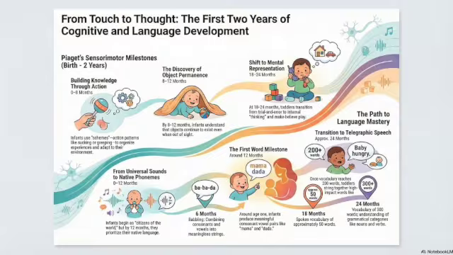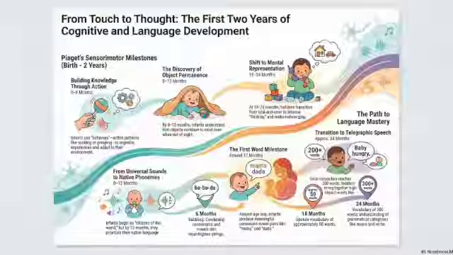If we connect this to the bigger picture, the biological drive for language becomes undeniable when we examine the sensitive period. This is a distinct temporary window during early development when the brain's neurological architecture is uniquely primed to acquire language. If the brain does not receive linguistic input during this window, the consequences are severe and permanent.